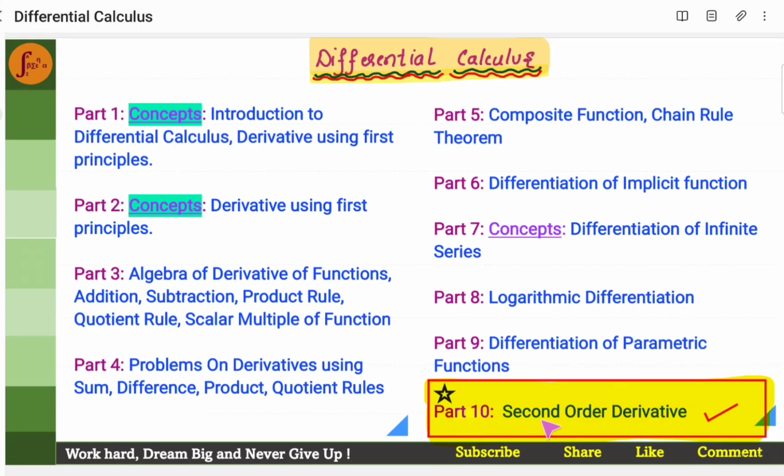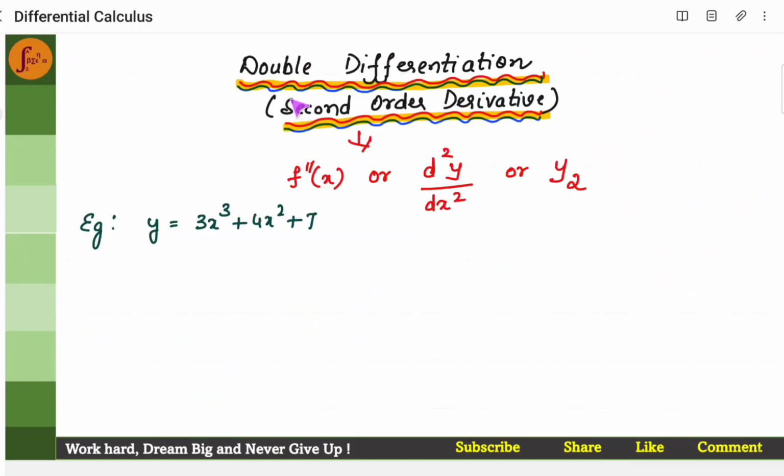Hi everyone. In this video we'll go through second order derivative. That is, how do we achieve double differentiation? What is double differentiation? You differentiate twice, and you'll get the double derivative or second order derivative. Now let's take this example.